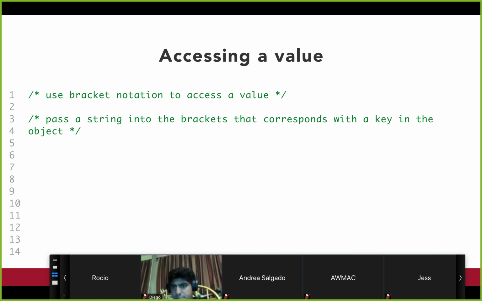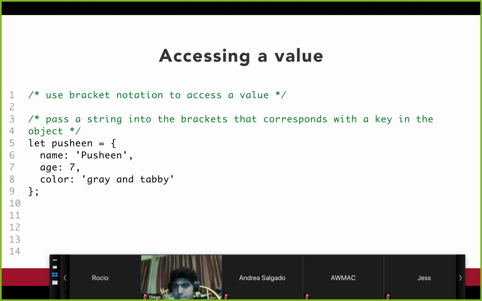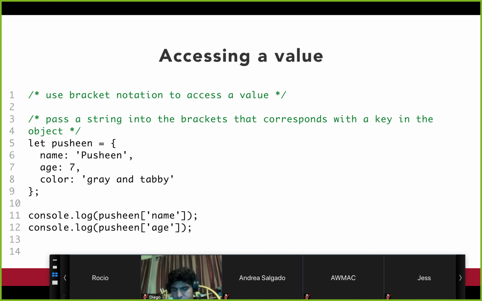And so accessing the values is basically putting the string into the brackets that correspond with the object keys, right? So here if I do Pusheen and use the bracket notation and put in the string name, that's going to give us the value associated with name, which is Pusheen. If I do it with the string age, it's going to give me the number 7. If I do it with color, it's going to give me gray and tabby.